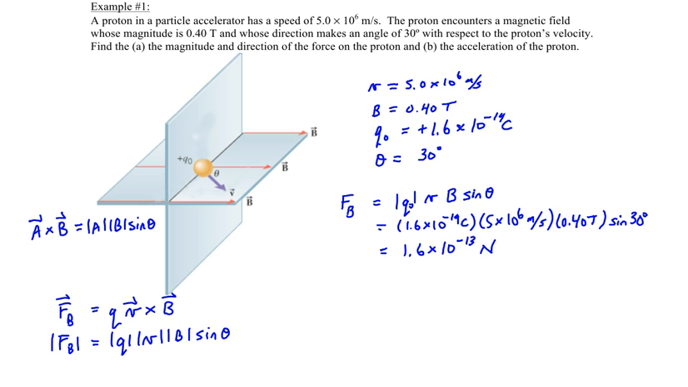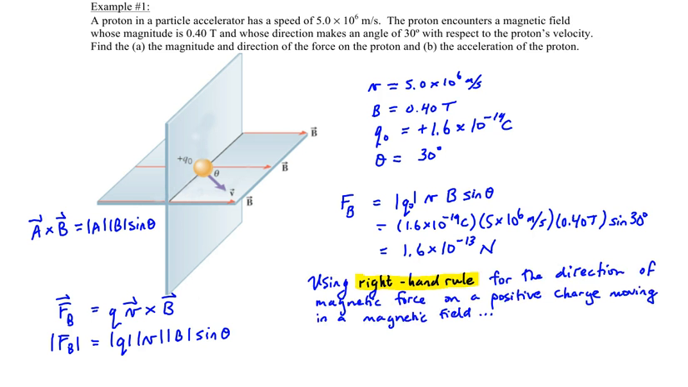You need to find the direction of the force acting on this charged particle, and you will use the right-hand rule to find the direction of the magnetic force. Using the right-hand rule for a positive charge moving in a magnetic field, we have our fingers point in the direction of the B field, our thumb point in the direction of the velocity, and your palm will push in the direction of the magnetic force.